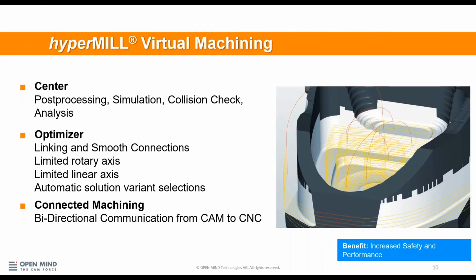And another innovation that will be the focus of today's presentation is hyperMILL virtual machining. It is more than a post-processor or simulator. It also includes a powerful NC optimizer to improve G-code with respect to the machine environment. And there is a connected machining module that provides a bi-directional connection from CAM to CNC to the machine tool.